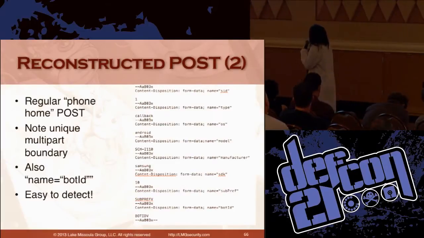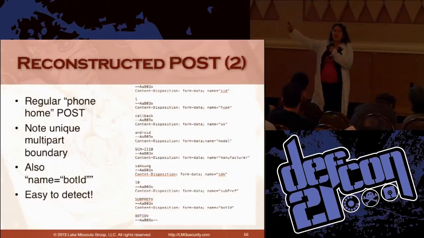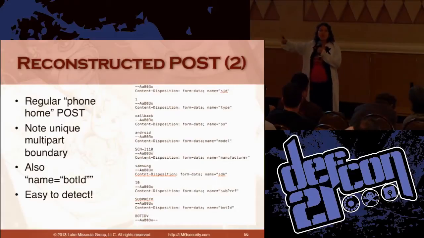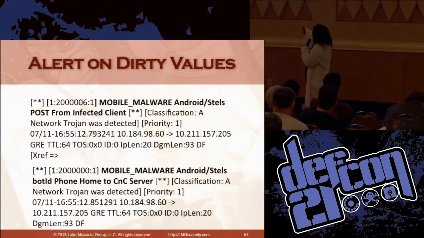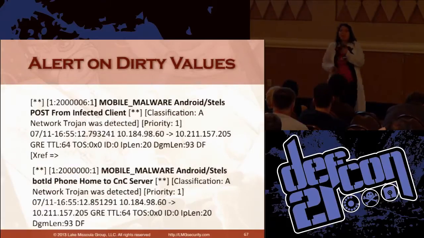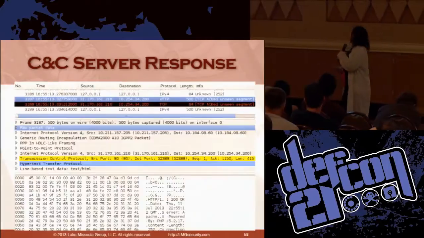Samsung, the manufacturer. So the bot sends a bunch of information about itself to the attacker every 15 minutes or however long the attacker tells it. And we can see that happening here. Snort alerted on it successfully. I alerted on the string bot ID. I also alerted on that unique multi-part boundary in an HTTP post.